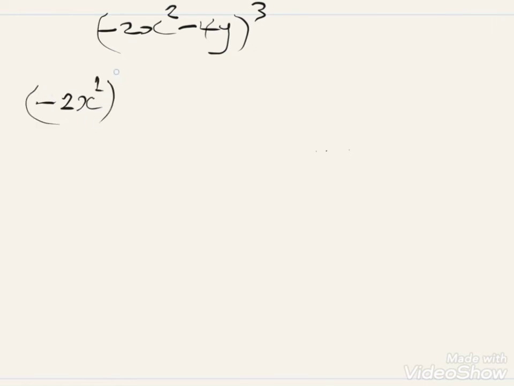Okay, so suppose this question is a little bit complicated. Let us have (-2x² - 4y)³. By binomial formula, we just have (-2x²)³, the first term taking the power of the original binomial, multiplied by (-4y) raised to the power of what? 0, divided by 0 factorial.